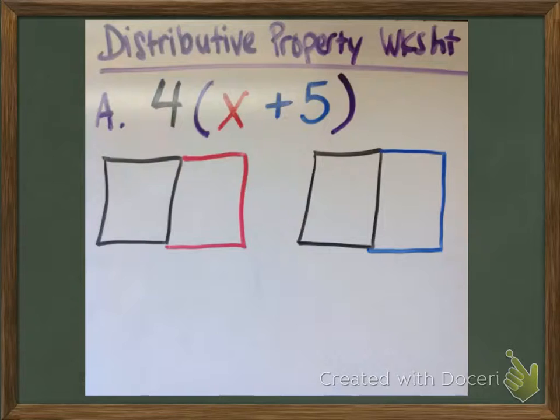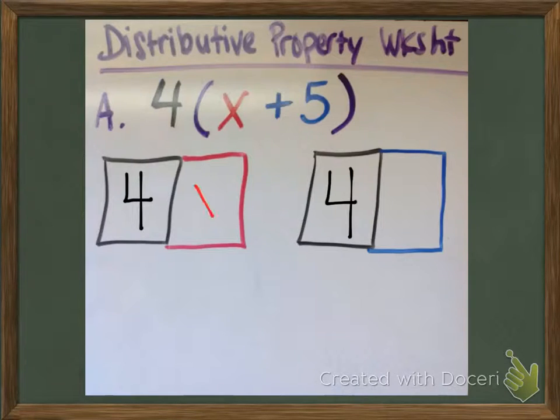First, you have 4 times the quantity of x plus 5. What do you think the answer is? Remember that whatever we do to one number or letter inside the parentheses, you must do to the other one. And we're going to do the same thing depending on what number or letter is outside the parentheses. In this case, the 4 is outside, so we're going to multiply 4 times the x and times the positive 5. Start with bringing the 4 down into the black boxes.